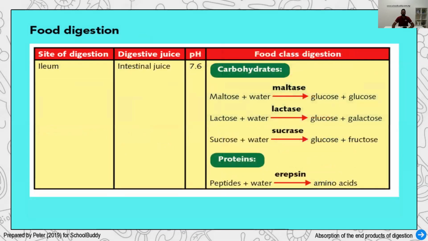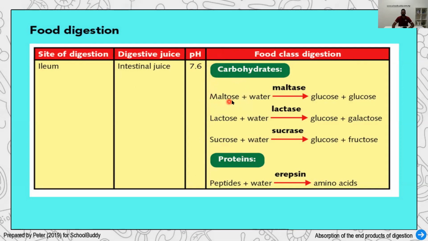Continuation of this is the ileum. From the duodenum, we're going to go into the ileum, which is the second part of the small intestine, where we have more of the intestinal juice. And all the intestinal juice is going to break down different components of the food. For example, we have carbohydrate made up of all these disaccharides, okay, complex sugar.